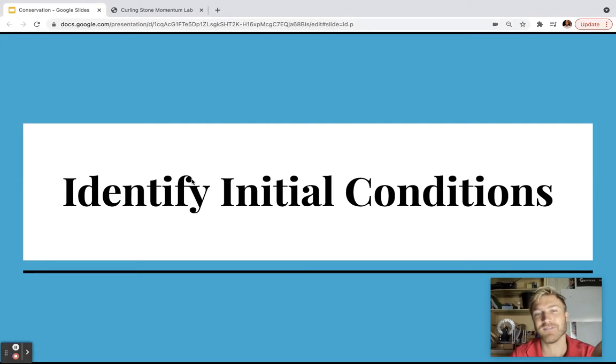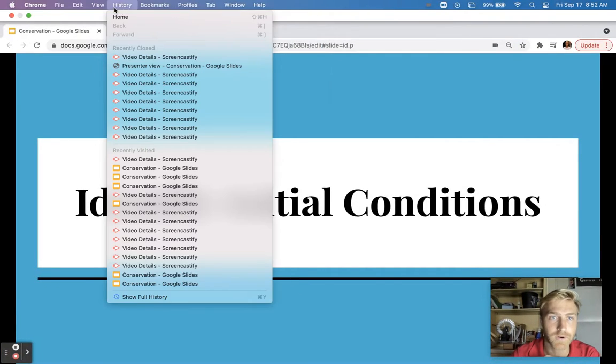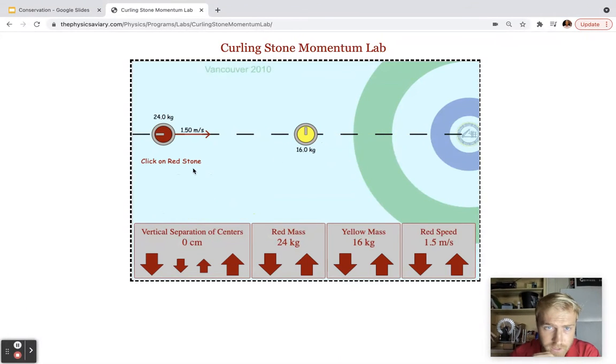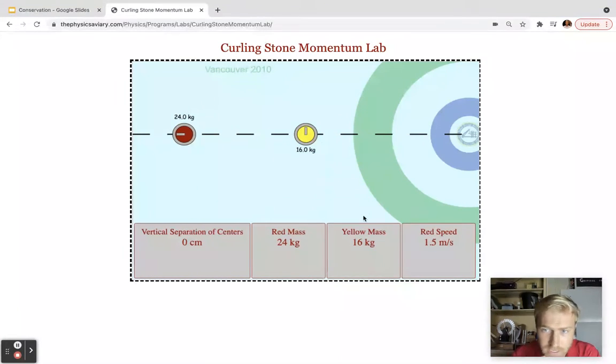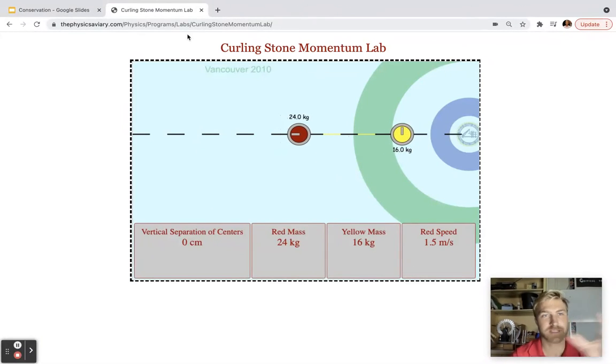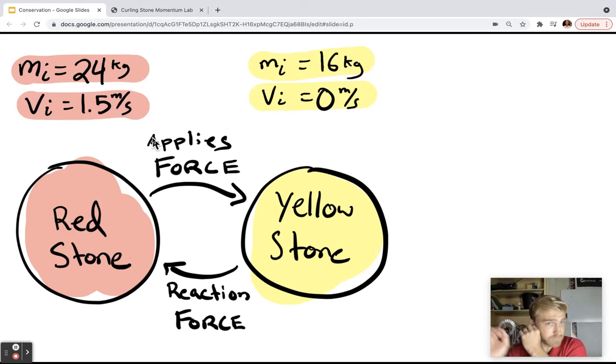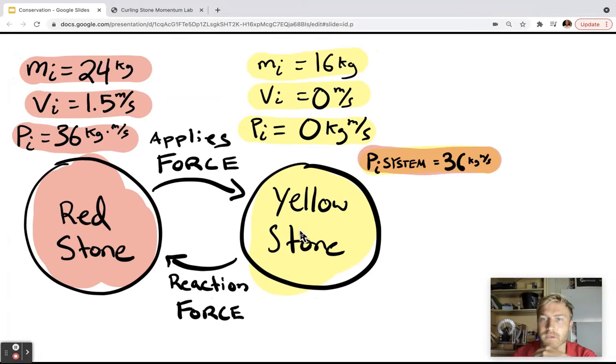Now we want to identify initial conditions. So what were the initial conditions there? If I start over here, I click on the red stone, it's moving at 1.5 meters per second, and we have their masses as well. So that was the initial conditions before they collided. Let's write those in. So the initial mass for the red, 24 kilograms, the initial velocity, 1.5, and we write down the same thing for the yellow.